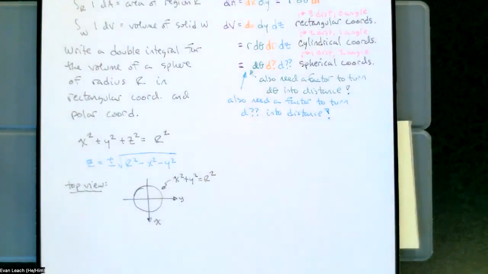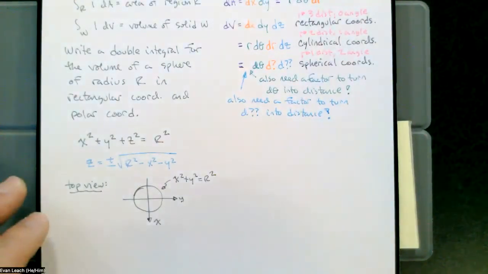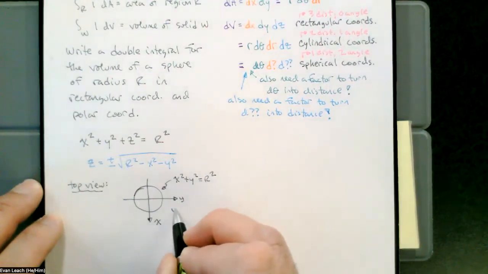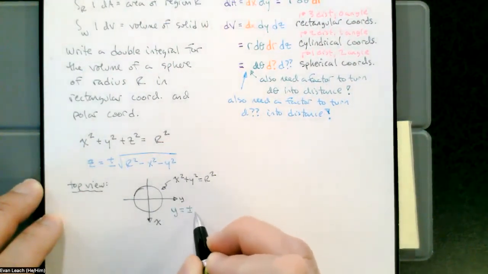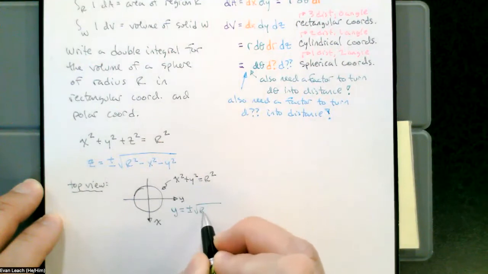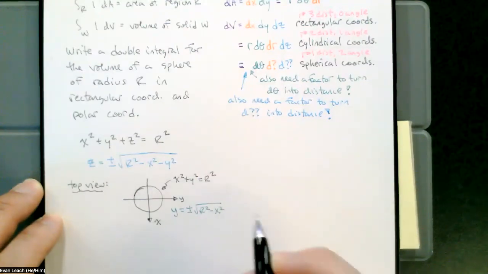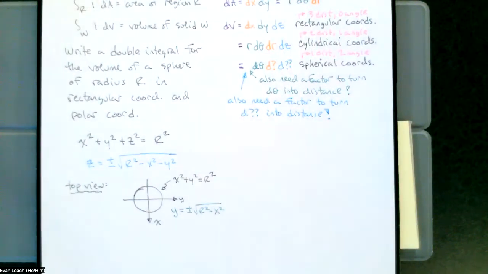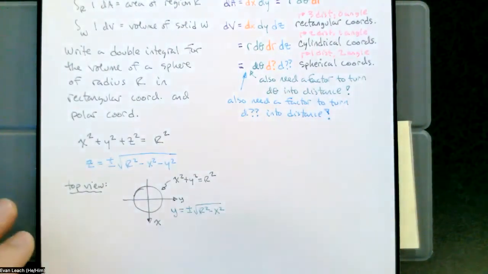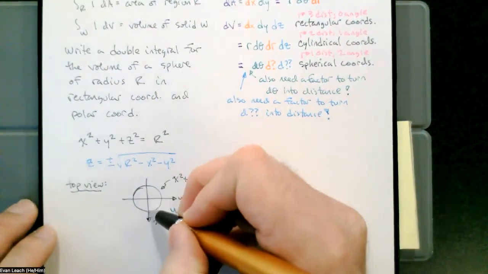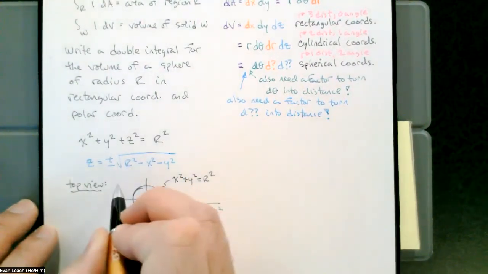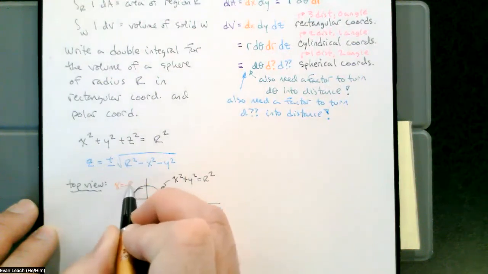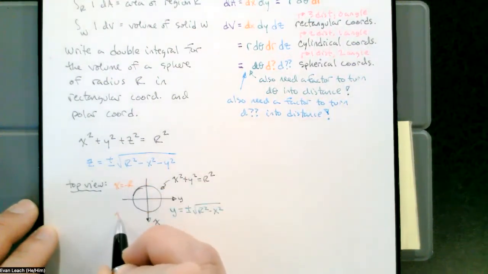So I'm going to have to say what's y between. That means solving for y. Y is plus or minus the square root of r squared minus x squared. When we go for what's x between, that'll be our last integral. That has to be constants. So the x will just go from minus r to plus r.